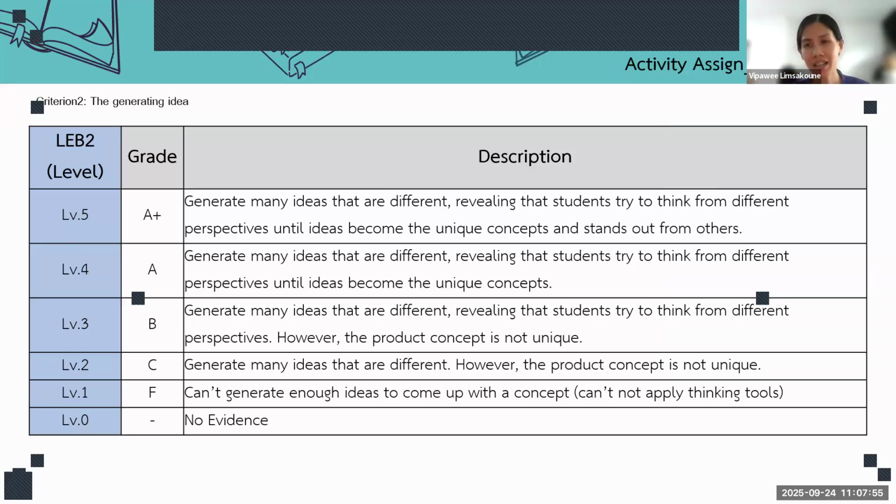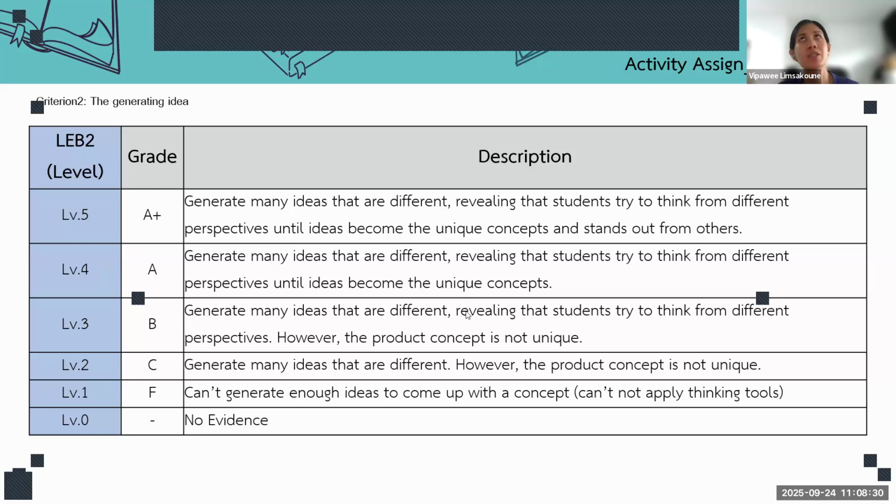Okay, regarding the activity assignment, thinking tools. Okay, this one is not right. The criteria. The first one that I will assess in your assignment is generating ideas. If you generate many ideas that are different, revealing that students try to think from different perspectives, however the product concept is not unique, you will receive level 3 or B.